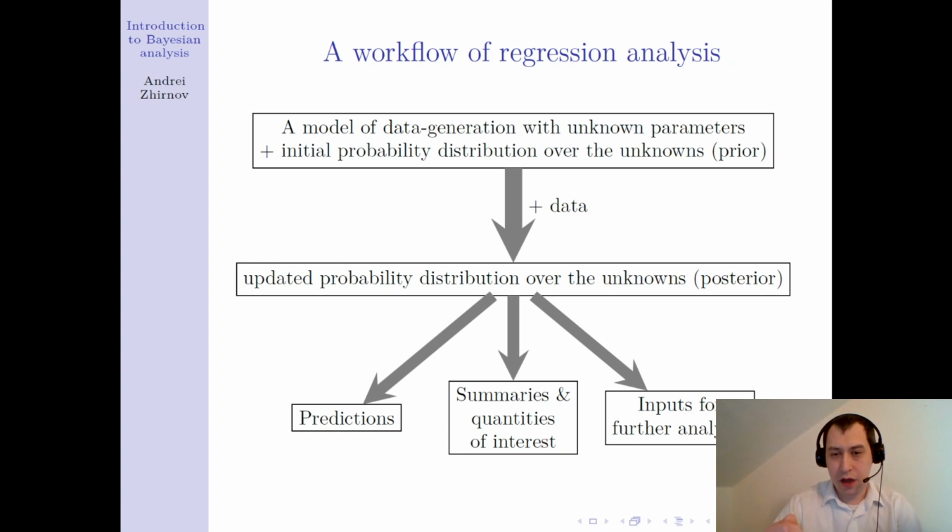Once you have the posterior, you can use that posterior to generate point estimates for your parameters. You can go ahead and generate all sorts of quantities of interest, the measures of the uncertainty around them, generate the predictions for the future values of your dependent variables. And if you wish to do so, you can use your posterior distributions as inputs for further analysis, for further updates of the beliefs.